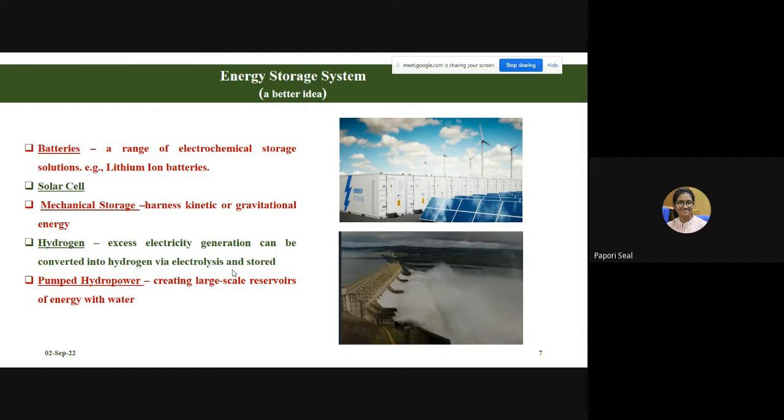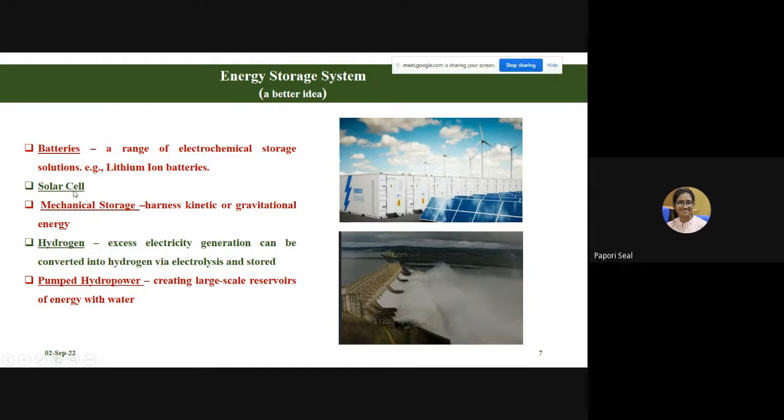So energy storage systems, as you can see, there are different types. Batteries, we all know, are very popular, like the lithium-ion batteries used in our phones, laptops and all these things. Then mechanical storage is also there, which harnesses kinetic or gravitational energy. Then it uses hydrogen and pumped hydropower. Some of the images are also shown here: hydropower, wind power, solar panels, large lithium-ion batteries. So all of these are the available energy storage systems. Now we'll basically be talking about the solar cell.